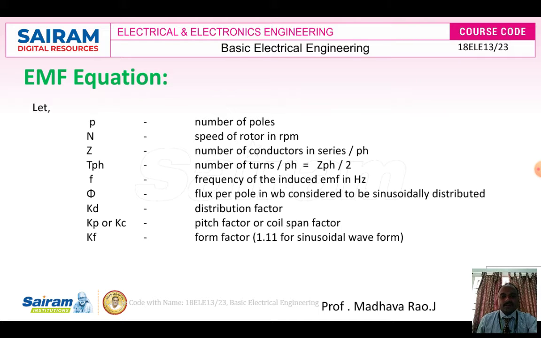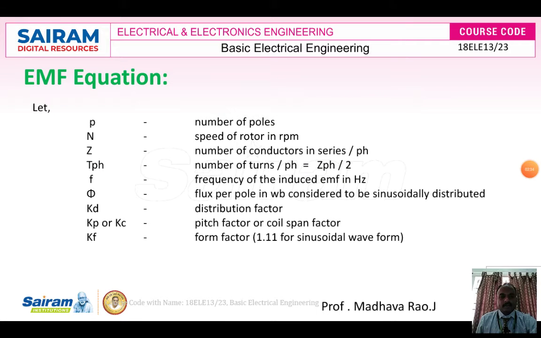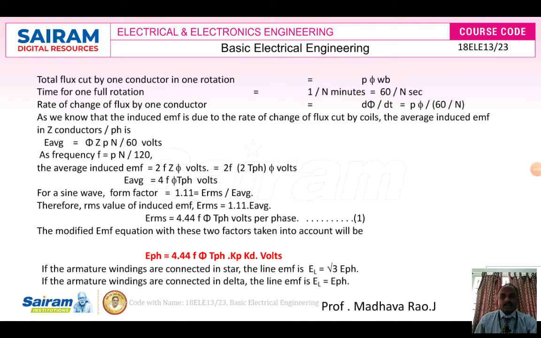Kd is the distribution factor, equal to sin(qα/2) divided by q sin(α/2). Kp is the pitch factor or coil span factor, equal to cos(β/2). Kf is the form factor, which is the RMS value divided by the average value, equal to 1.11, right?